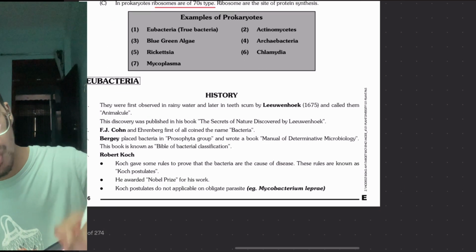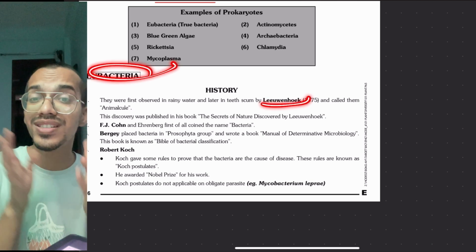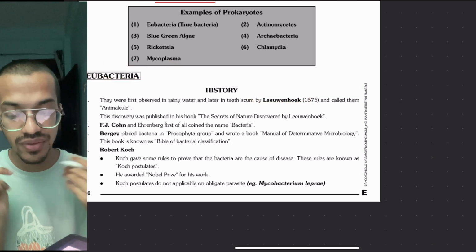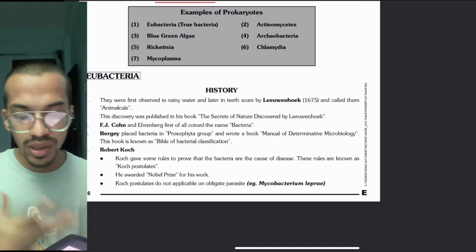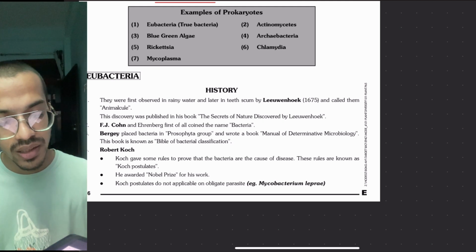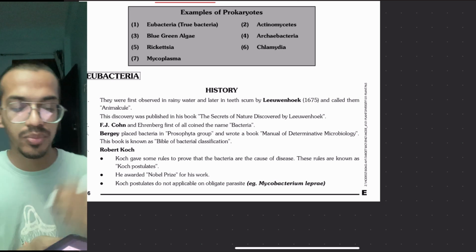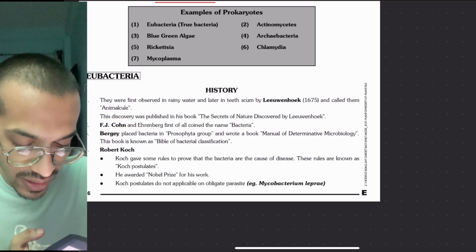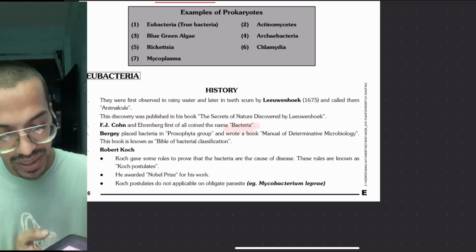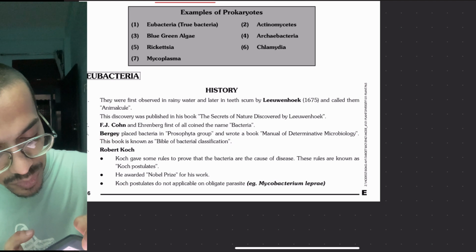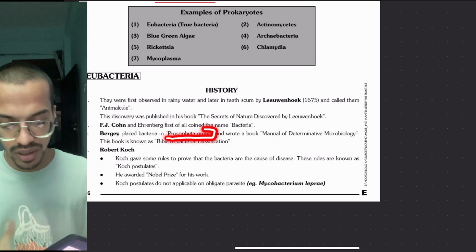Coming to the Eubacteria, the history: who found it? Leeuwenhoek, who saw the first living cell. So first living cells were these. Bacteria is also present in the pond area, and he told about this in his book. Then there was F.J. Cohn and Aaron Burke who coined the term bacteria. Berger told about their bacteria and wrote about that in books.